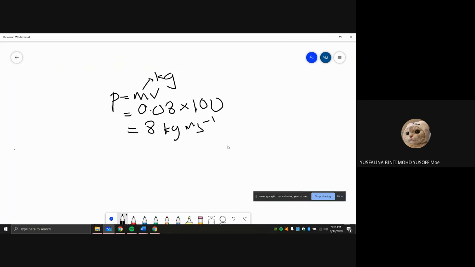If the mass of the ball is increased, but its momentum remains unchanged, how does its velocity change? So P equals mv, and the mass of the ball is increased. We rearrange, P divided by V is equal to M. So when M is increased, what will happen to V? V will decrease. This is an inversely proportional relationship. So the answer should be decrease.